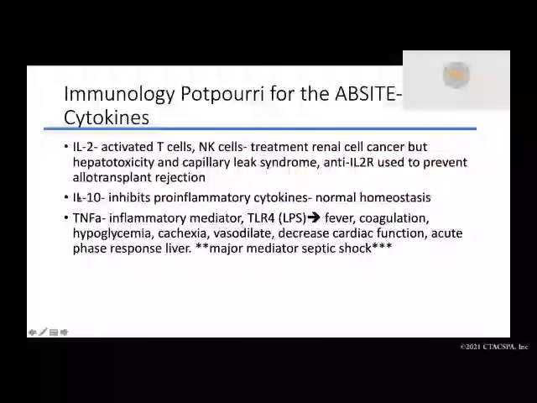IL-10, immunosuppressive. TNF alpha usually will make an appearance somewhere on your ABSITE, right? Super important, conserved inflammatory mediator. Part of a TLR stimulated by LPS. Remember, fever, coagulation, hypoglycemia, cachexia. It's a major, major mediator of septic shock. So usually some variety of these cytokines will come up.